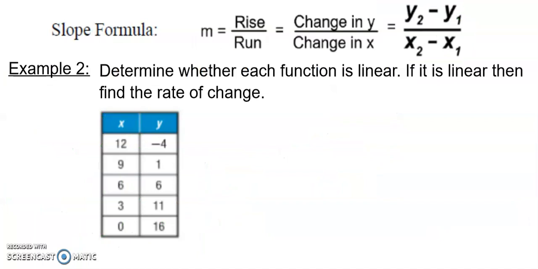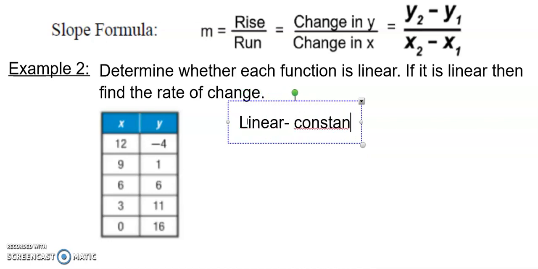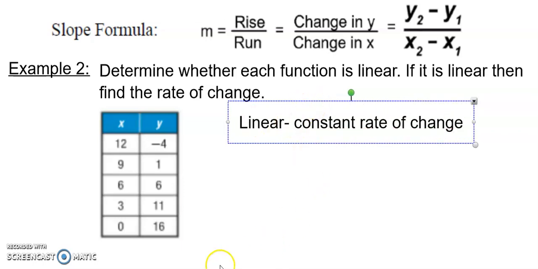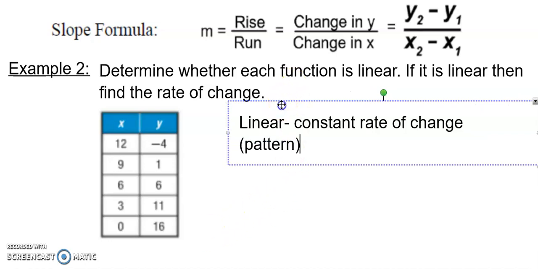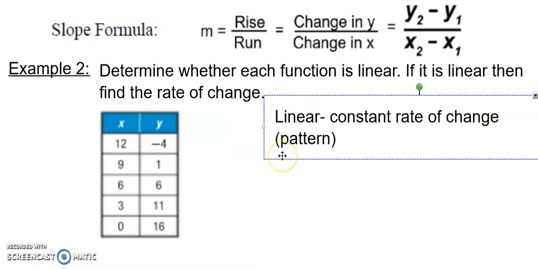Example 2. Determine whether each function is linear. If it is linear, then find the rate of change. Linear just means that it has a constant rate of change. Basically what we are looking for is a pattern with the y values and a pattern with the x values. If it has a constant pattern for both, then it is linear.